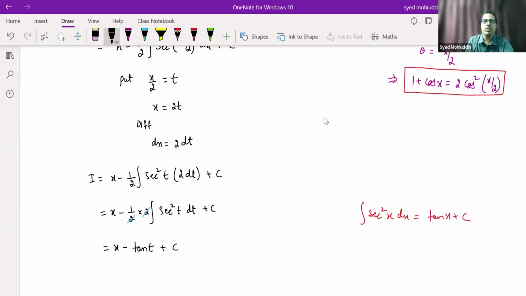But what is the value of t here? The value of t is x by 2. So it is x minus tan of x by 2 plus the constant c. So that will be the answer. x minus tan of x by 2 plus c will be the final answer.